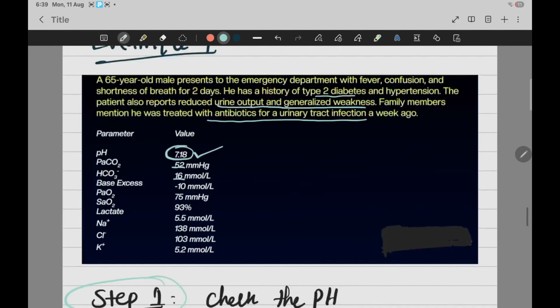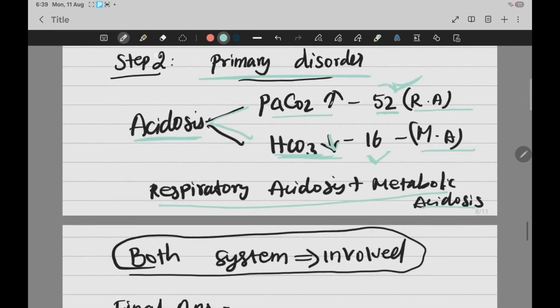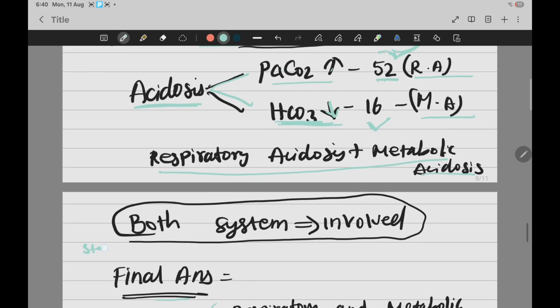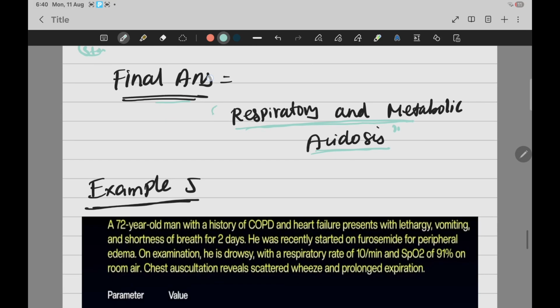You see the clinical picture, the patient history, the patient is coming with symptoms pointing to the respiratory side, and also less urine output, and SOB also, both systems were involved. The final answer is respiratory and metabolic acidosis. Okay, no need to see step number 3, compensation, because both systems were involved here, so no need to find out compensation. So respiratory and metabolic acidosis.